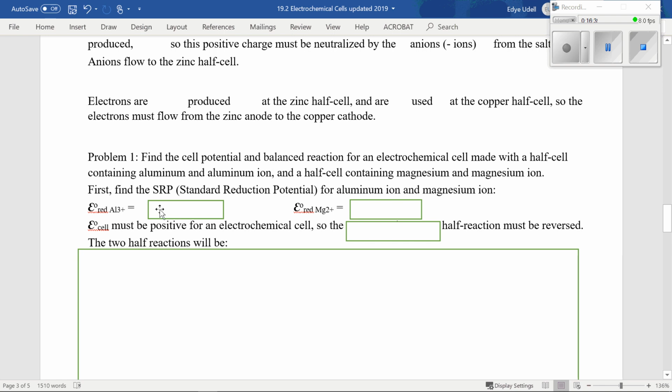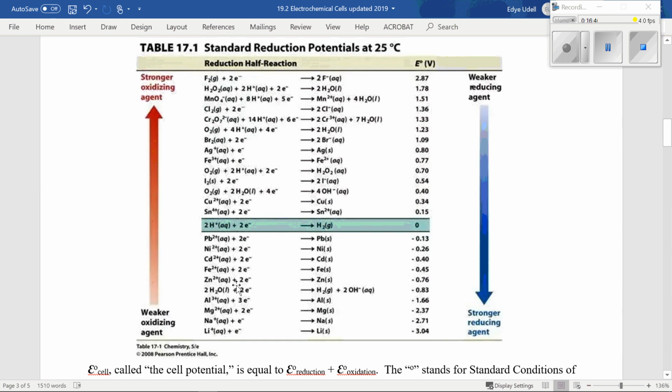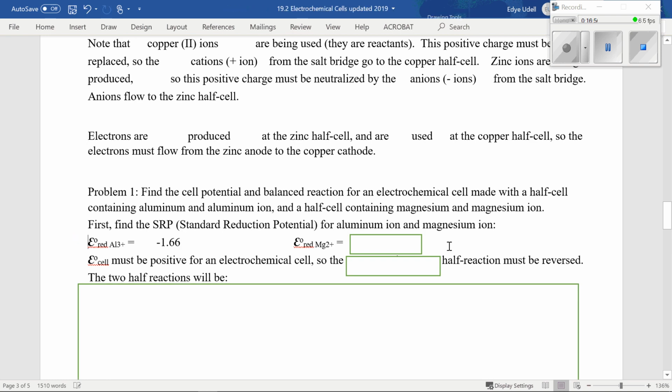So look up the aluminum half reaction and the magnesium half reaction. You should look those up here. So you're looking up the aluminum half reaction potential and the magnesium half reaction potential. You're going to fill those in, and I'm going to just uncover this.